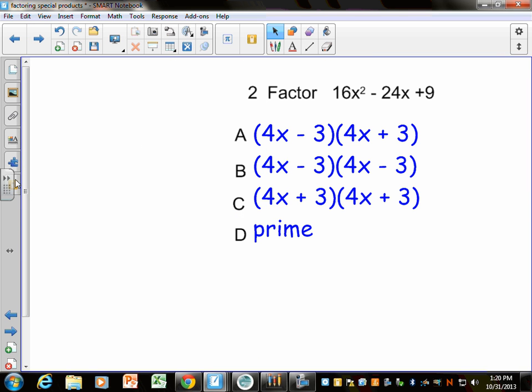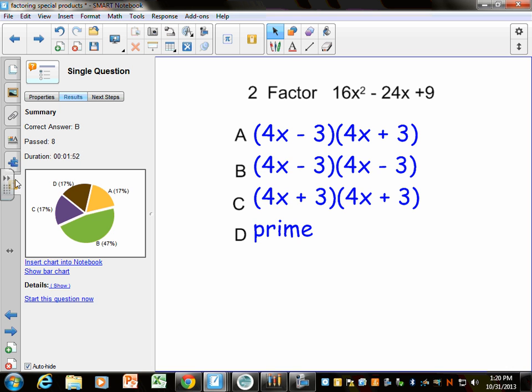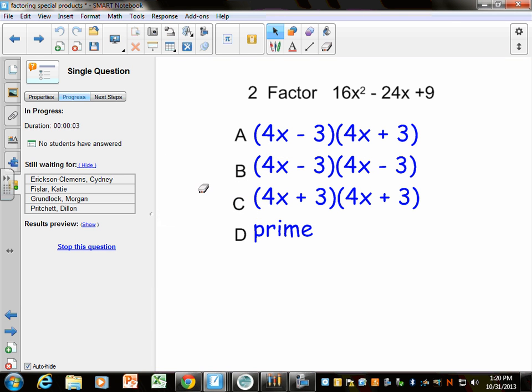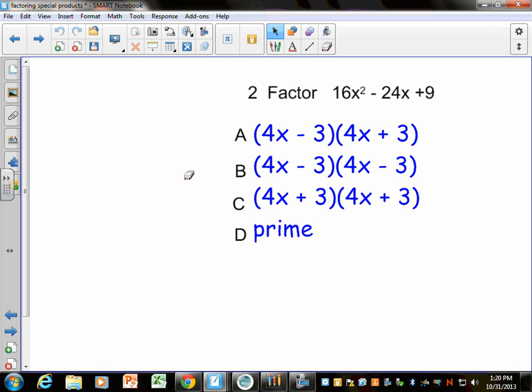Okay, don't look. I got to close your eyes for a minute. Everybody do like Morgan. Start this question now. Okay, now you can look. I didn't want you to see the answer because I get to hear it from last time. So do this one. Factor 16x squared minus 24x plus 9. And pick the answer.